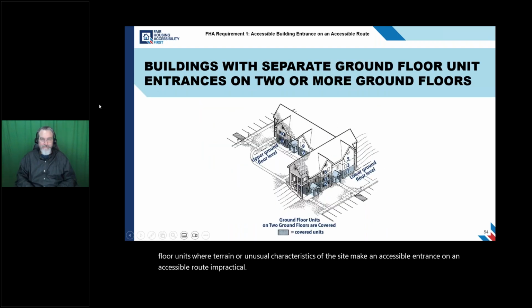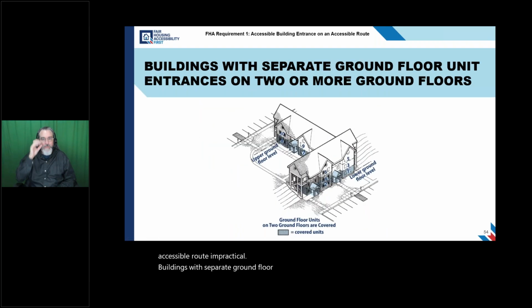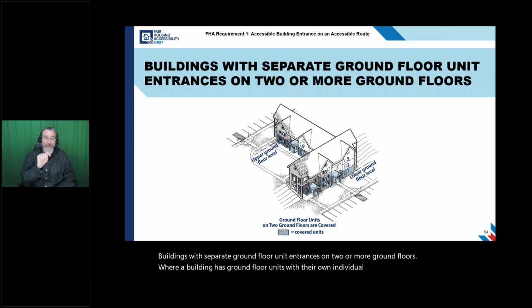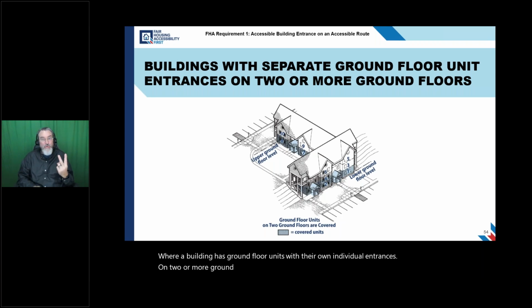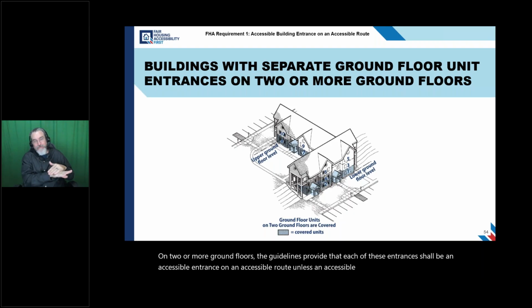Buildings with separate ground floor unit entrances on 2 or more ground floors. Where a building has ground floor units with their own individual entrances on 2 or more ground floors, the guidelines provide that each of these entrances shall be an accessible entrance on an accessible route unless an accessible entrance is impractical.